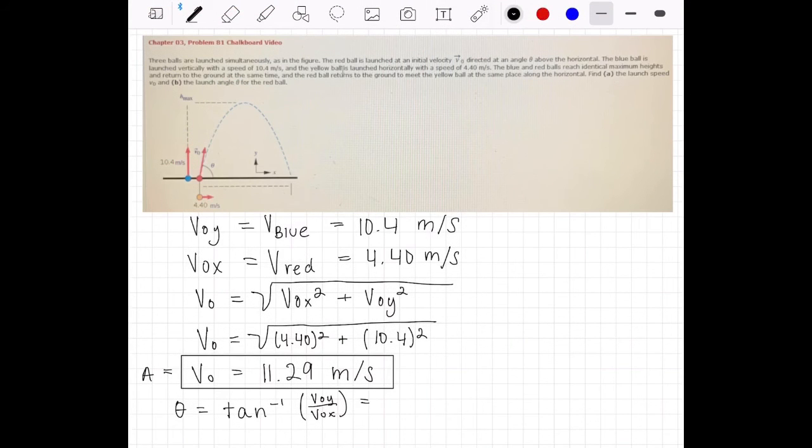In order to get the final answer for problem B, we would just plug in what we know into this equation. So we take the inverse tangent of 10.4 meters per second over 4.40 meters per second. And after plugging this into your calculator, you should get the degree of 67.1.